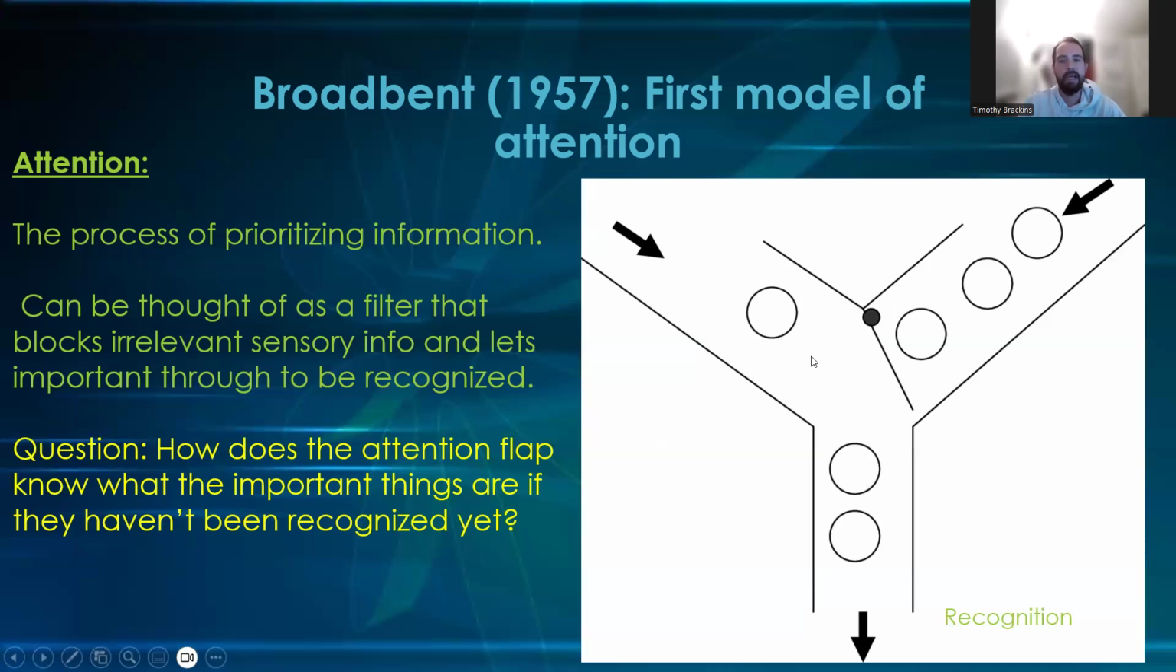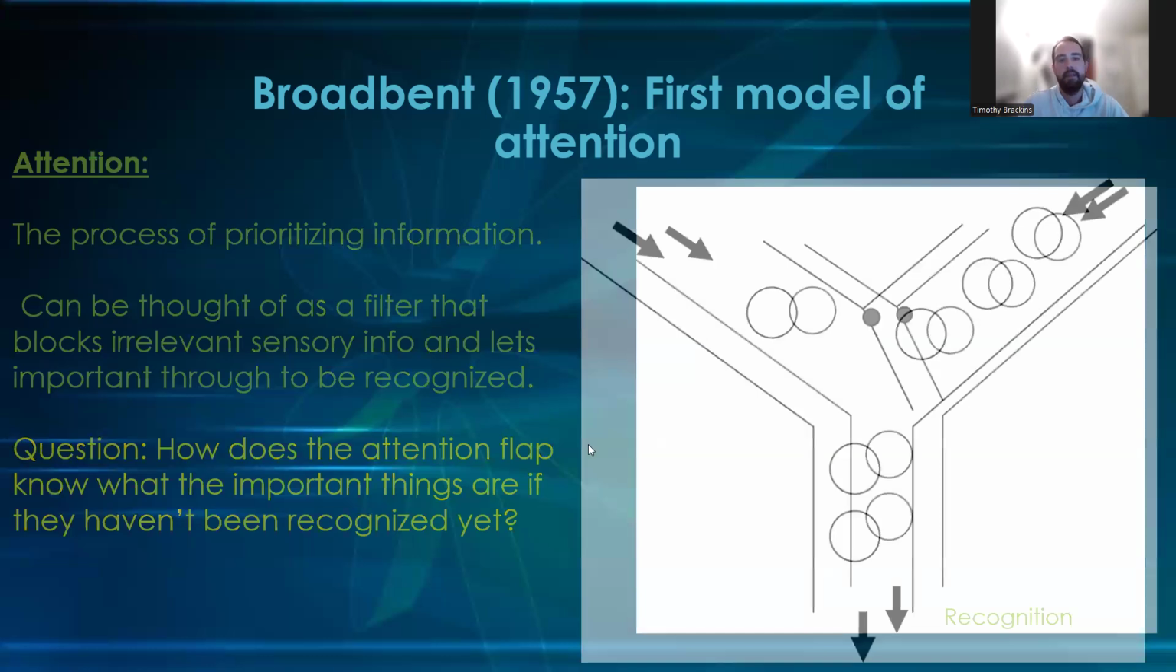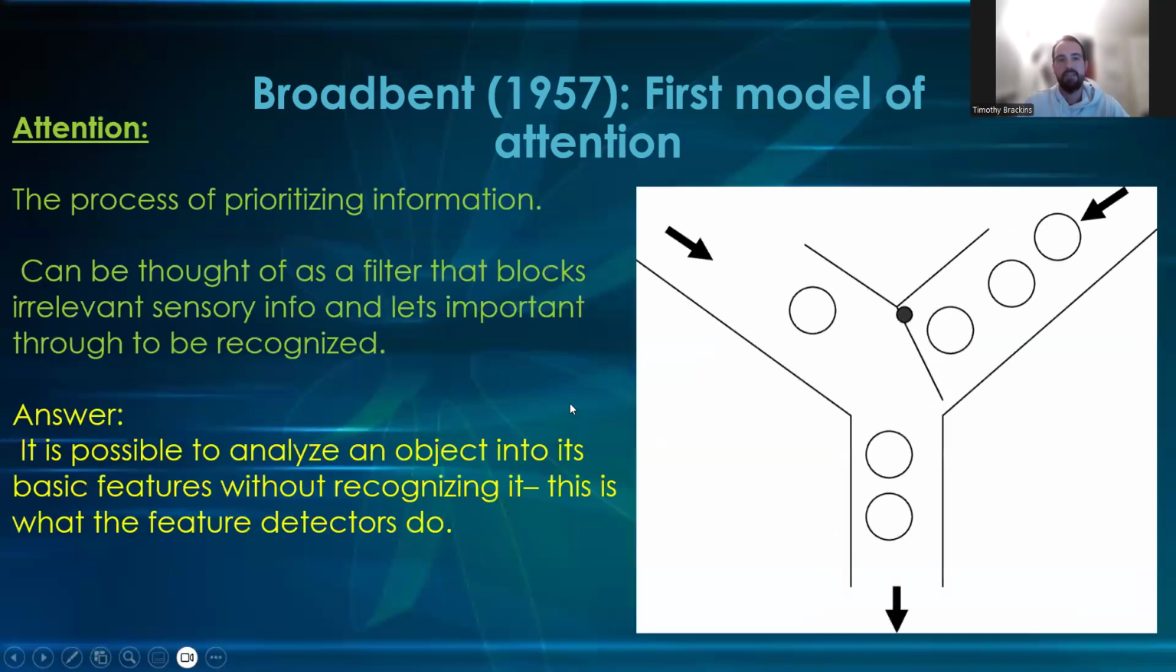Well, I can tell you what Broadbent's answer was. Broadbent's answer was that it is possible to analyze an object into its basic features without recognizing it, and that this is what our feature detectors do. So, okay, I'll agree with that. I think that is possible. It is possible to analyze an object by just basic features first. I think we can do that because we talked about feature detectors in the brain, that we have simple cells and complex cells, and that these recognize different orientations. So, okay, we can do that.